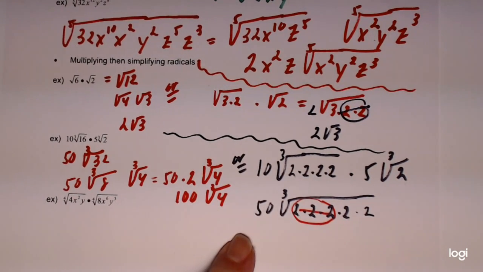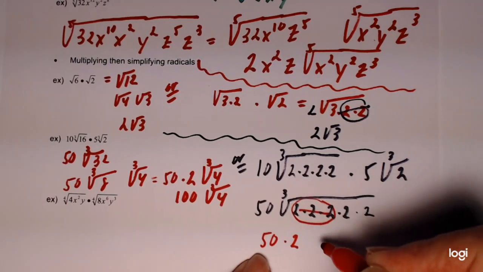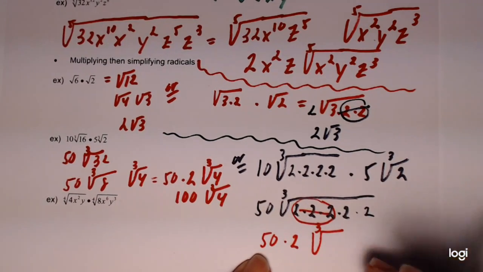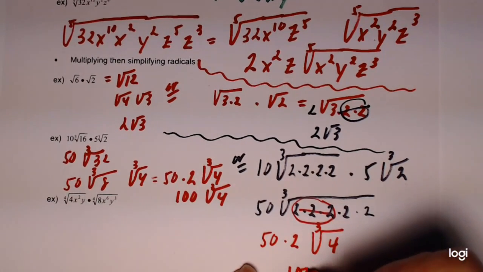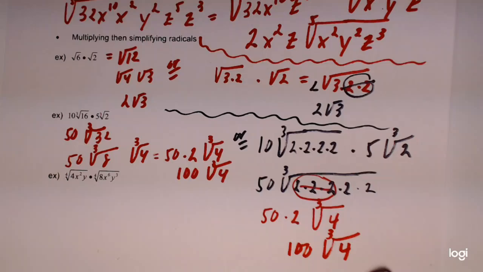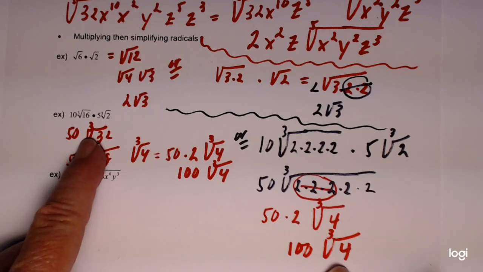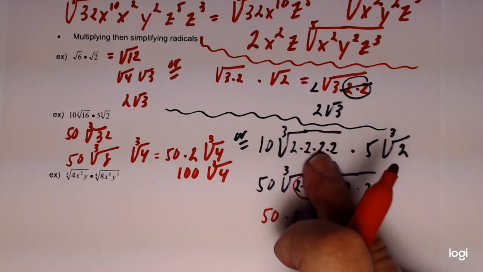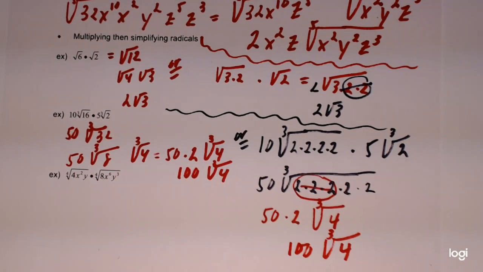And so, 50, when I take the cube root of these 3 2's, I get 1 2 on the outside. And now what's left under the radical, 2 times 2 is 4. And finally, 50 times 2, 100 times the cube root of 4. Same answers. This, you do the multiplication first, then simplify. This, you factor each of your radicals. Then your multiplication is just listing all the factors under the radical and simplifying from there.